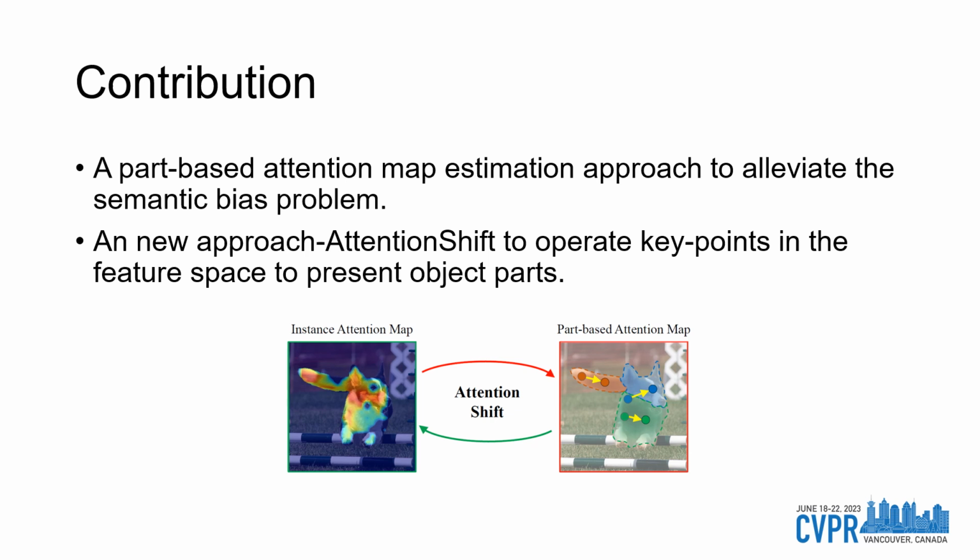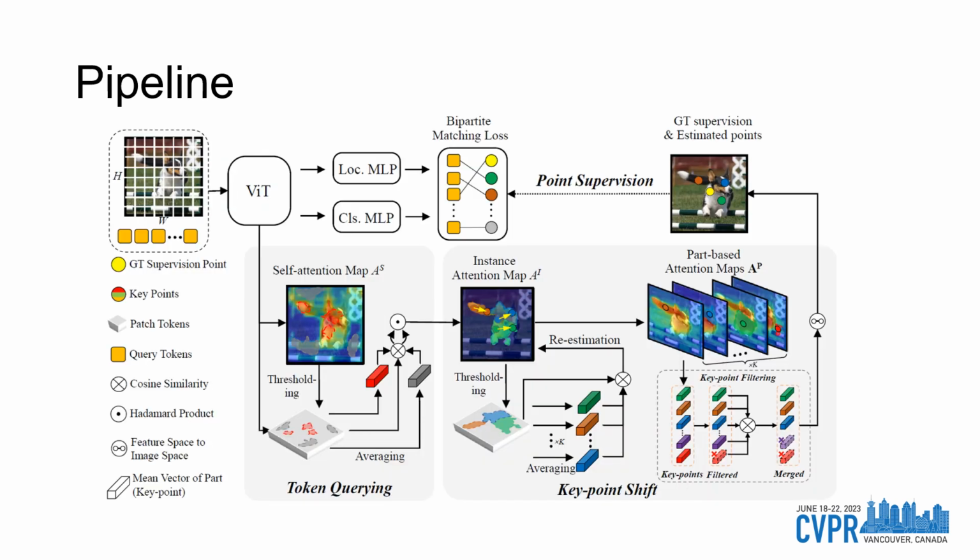This is the pipeline of attention shift, consisting of two steps: token querying and key point shift. In the token querying step, we introduce a point prediction task that associates additional point tokens with point supervisions. These point tokens then generate a self-attention map for each object. These self-attention maps serve as seed regions for each object, enabling the generation of an instance attention map. However, the instance attention map still faces the challenge of semantic bias.